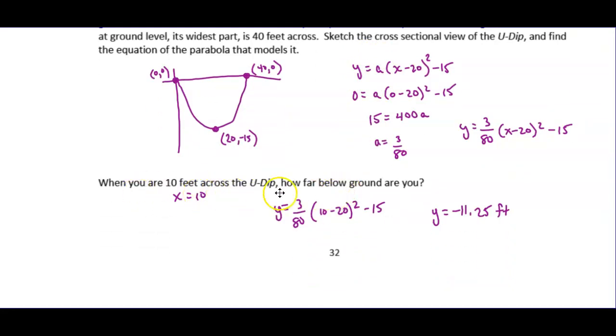And then when you're 10 feet across, meaning horizontal, x is 10, put a 10 in and solve it out. You should have negative 11.25.